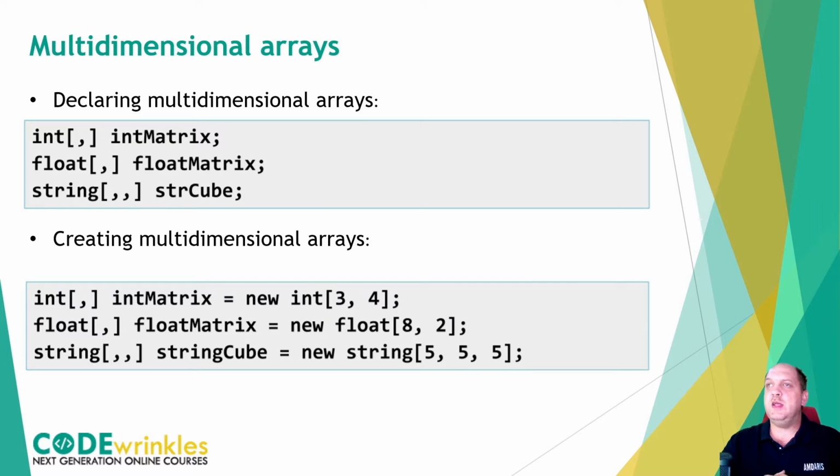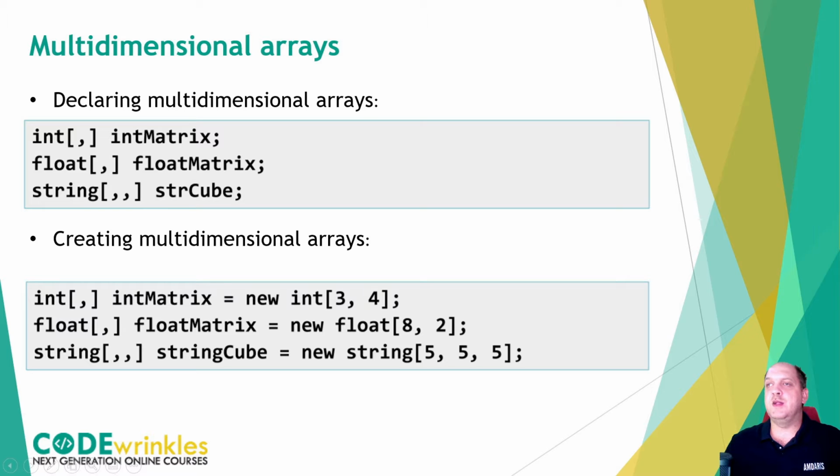Now, if it comes to multidimensional arrays, we declare them, and we will see this also in our code in a few minutes, very similarly to how we declare a regular array. The only thing is that in these brackets, for a two-dimensional array, we have to use a comma. The comma is a delimiter between the different dimensions. Here we have one dimension before the comma and one dimension after the comma.